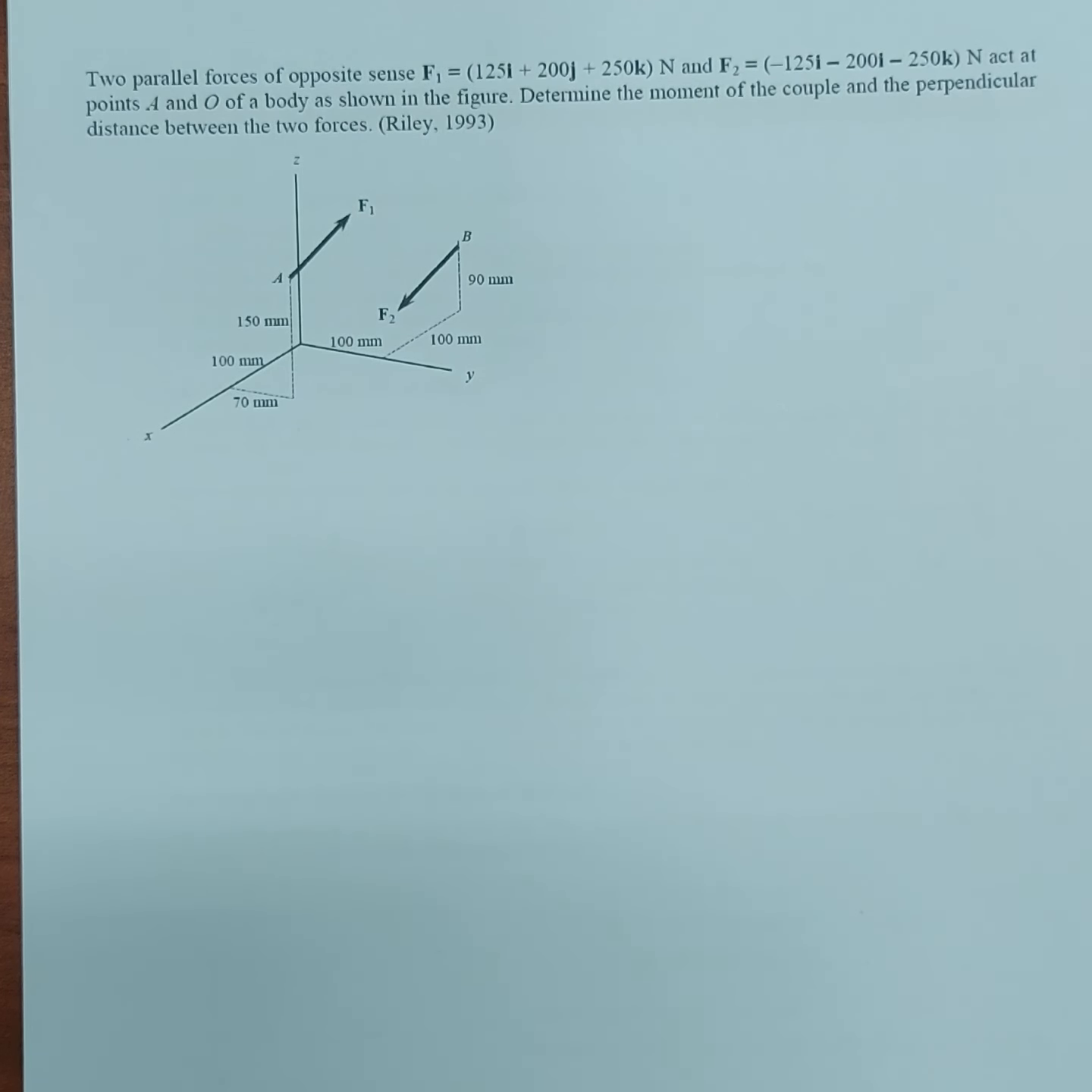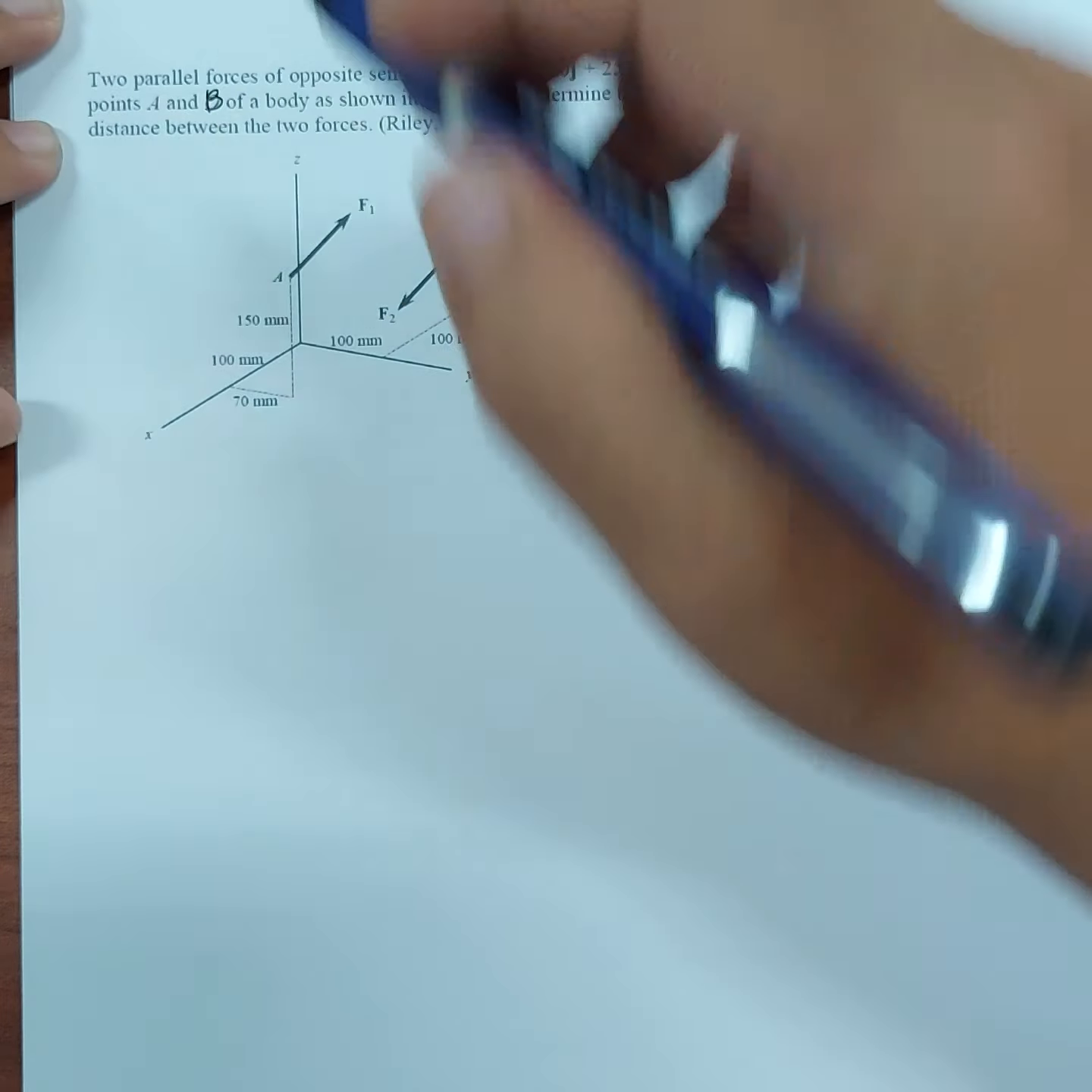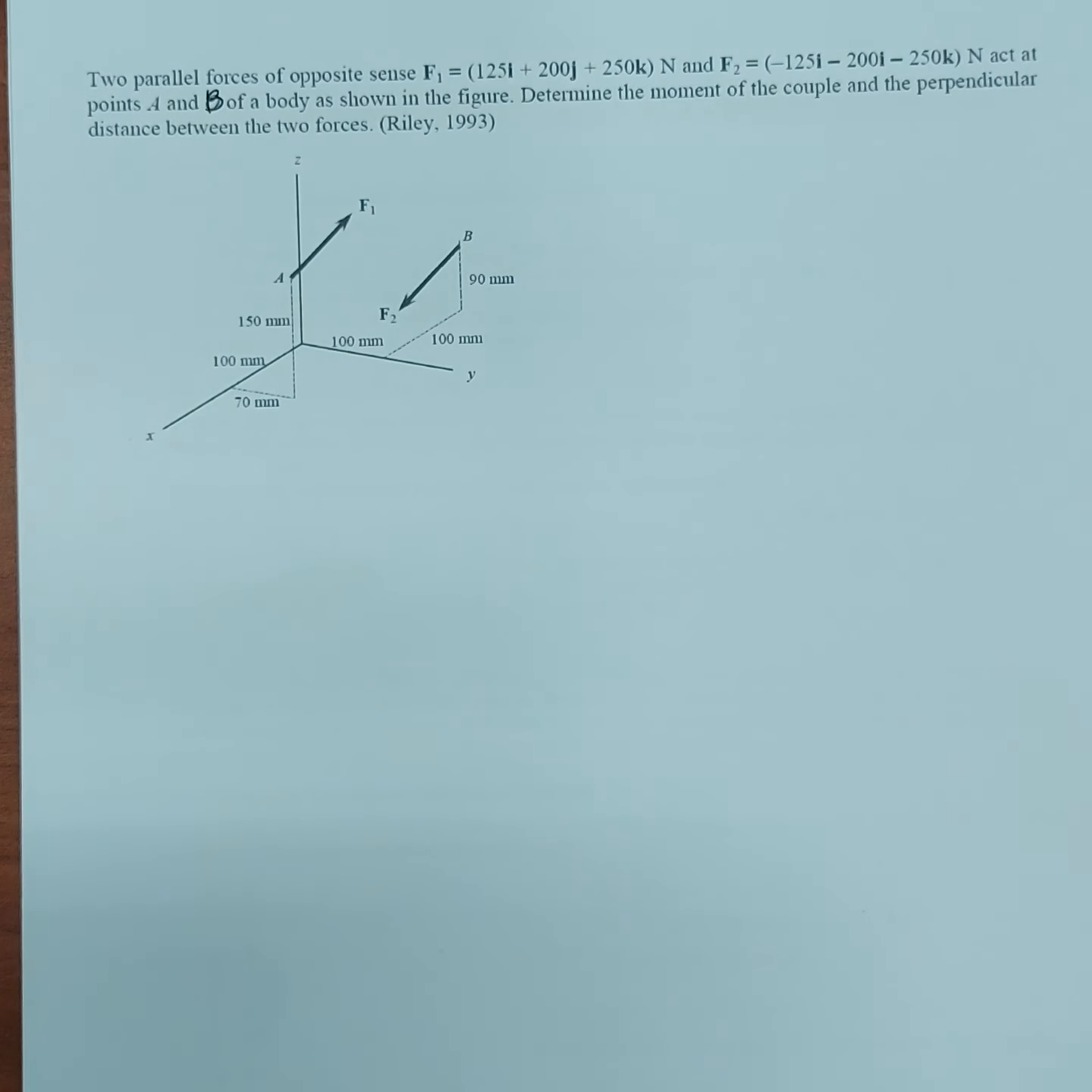Next example. Two parallel forces of opposite sense. We have F1. F1 is already in its Cartesian vector form. And F2. So, yung mga magnitudes ay parehas lang, opposite lang in terms of the direction, ano? At points A and B of the body shown in the figure, determine the moment of the couple and the perpendicular distance between the two forces. Okay?